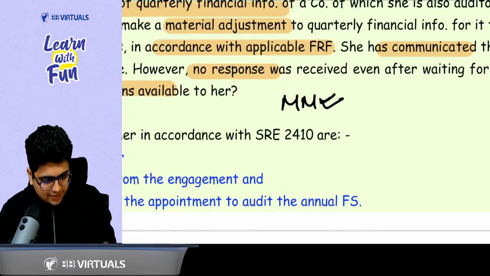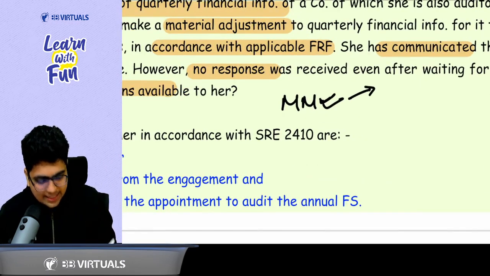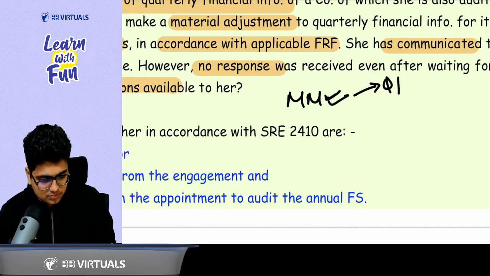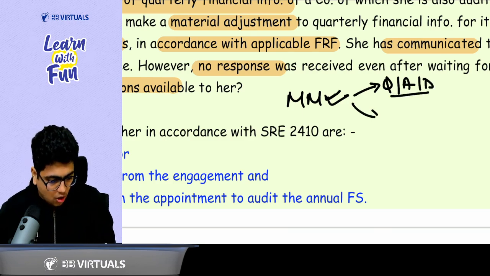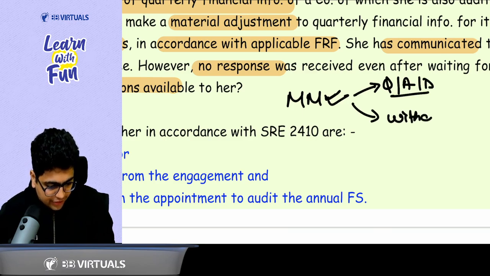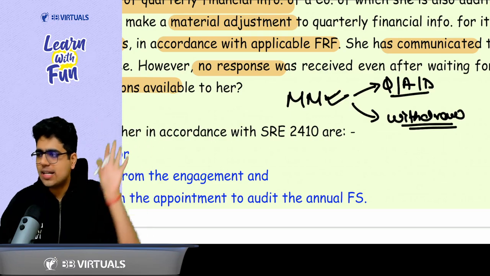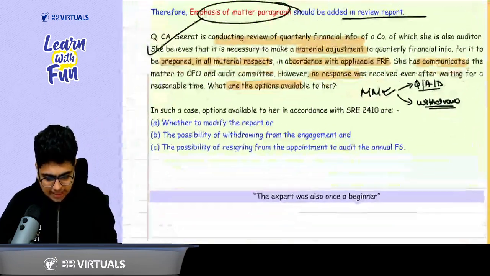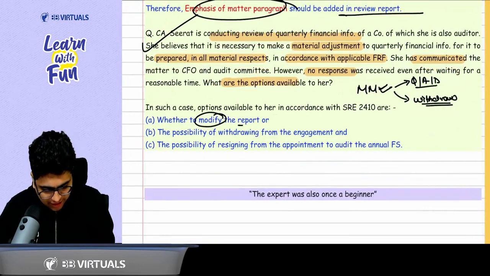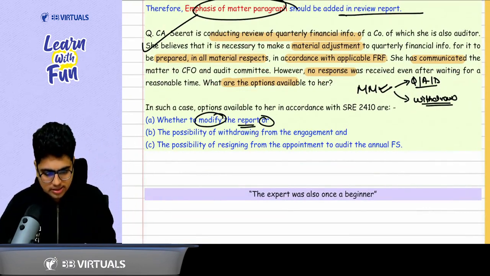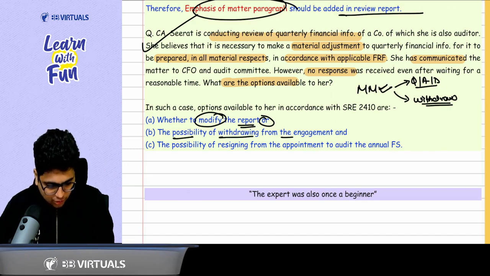Yes, sir. If there is a material misstatement and it is not corrected, what can you do? Sir, we can issue a qualified conclusion. We can give an adverse conclusion and we can give a disclaimer of conclusion. Or what else can we do? Sir, we can withdraw. Are these 2 points generally possible? Yes, sir. So these are the 2 points which are written. Modify your report, that means qualified, adverse or disclaimer of conclusion. Or consider the possibility of withdrawing from this engagement.